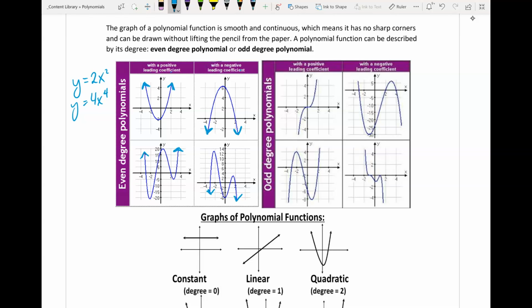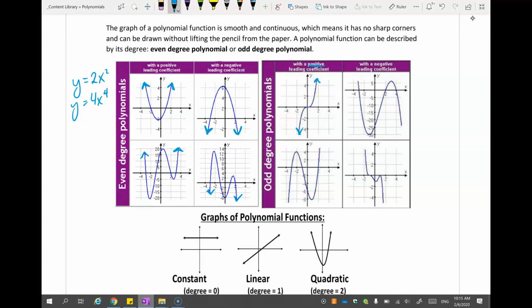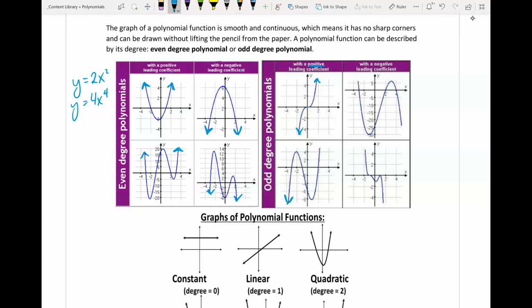Now let's look at the odd degree polynomials. You can see right away that there's a slight change here: your arms are going in different directions. In other words, your end behaviors are different. One's going towards negative infinity, the other towards positive infinity. It usually looks like an increasing function from lowest to highest when you have a positive leading coefficient. So again, we have a positive leading coefficient for this one, going from negative infinity as your end behavior on the left side to positive infinity on the right side.